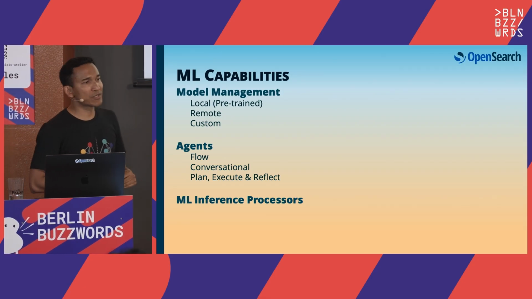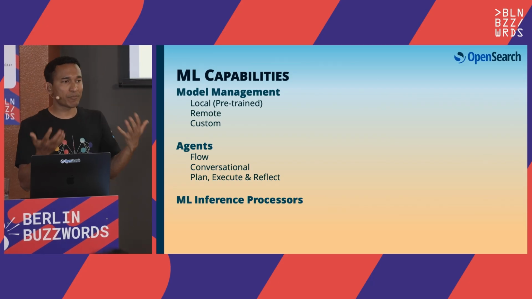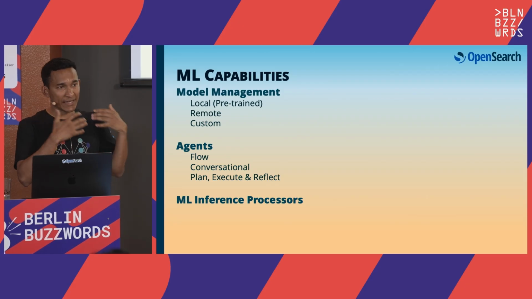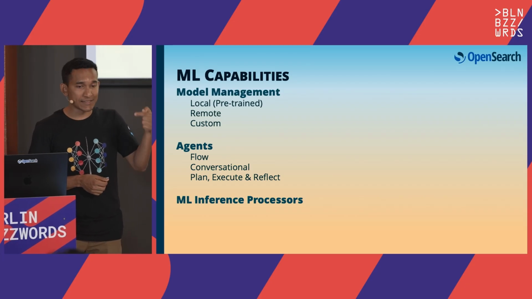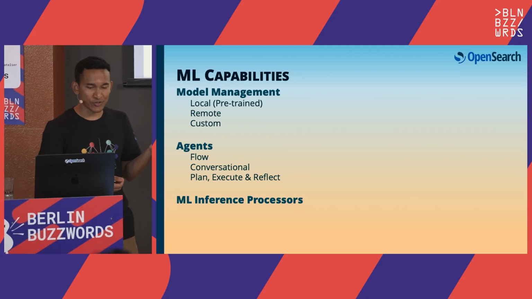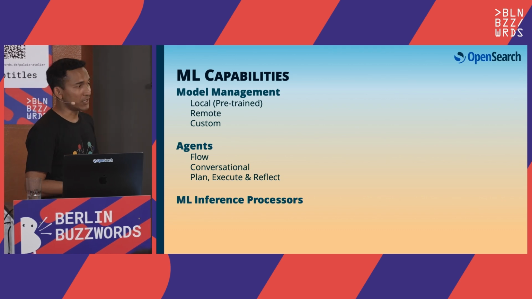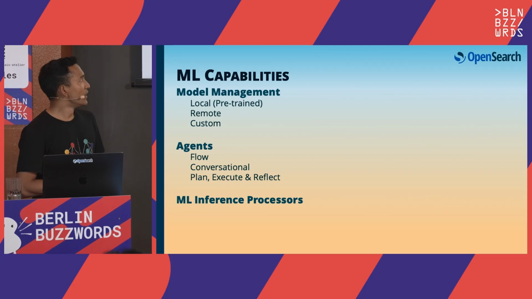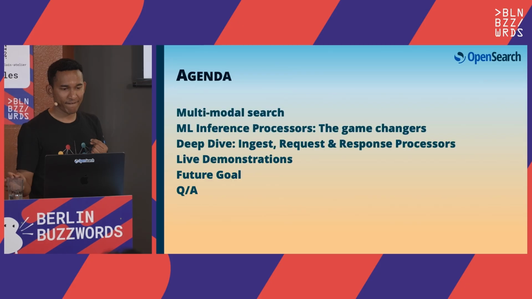And plan, execute, and reflect is more like you can talk with the LLM to make a plan, like how you want to do the search. Based on that, the agent executes that search. And after that, the agent also thinks, okay, is that the plan? Am I going forward with the plan? And based on that, it also reflects. And finally, the ML inference processors, which are the main topic for today, including multimodal. I will talk in more detail about the ML inference processor later.